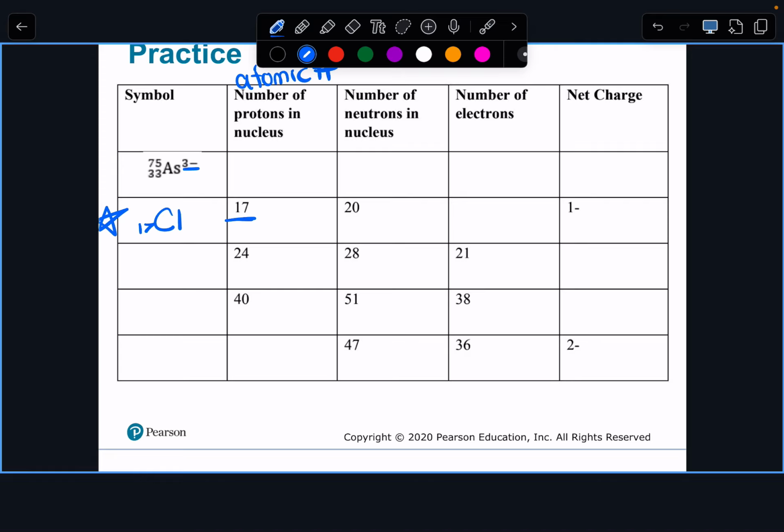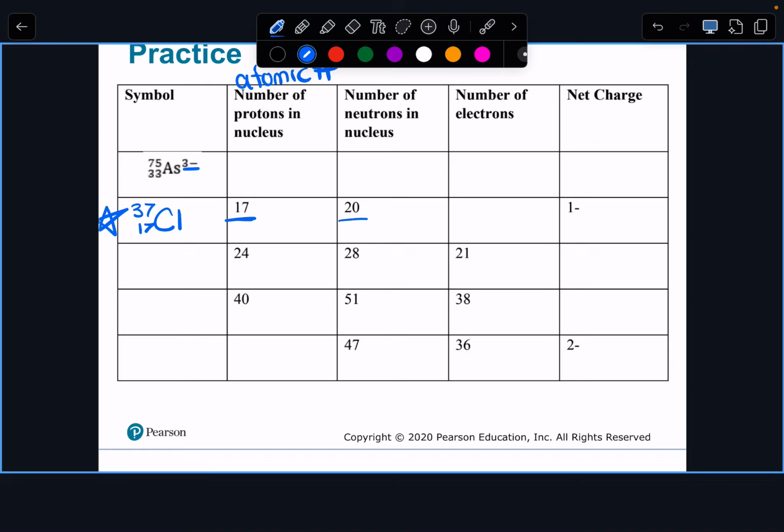And then the mass number is going to be protons plus neutrons. So they tell us the neutrons here. So the mass number on this one's going to be 37. You don't want to get that from the periodic table because they are talking about a particular isotope here. The periodic table is actually an average mass of all the isotopes. We'll talk about that on Wednesday and do some calculations surrounding that.